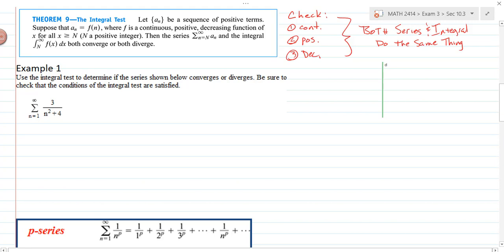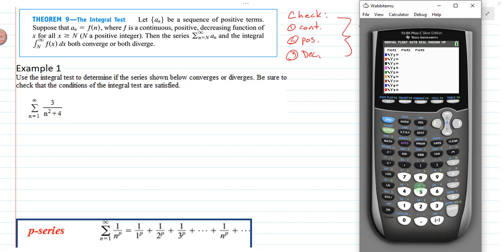In this example, we're asked to use the integral test to determine if the series shown below converges or diverges, and be sure to check the conditions. When you check the conditions, what you want to do is graph that function. And when you graph this, be sure to put the denominator in parentheses.